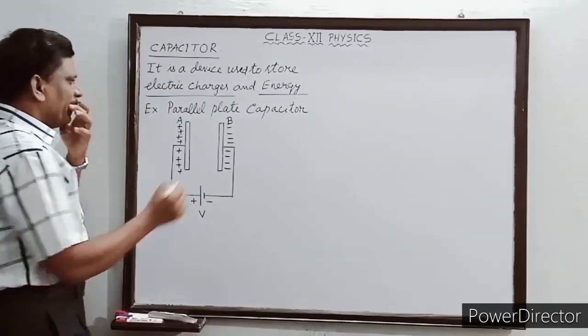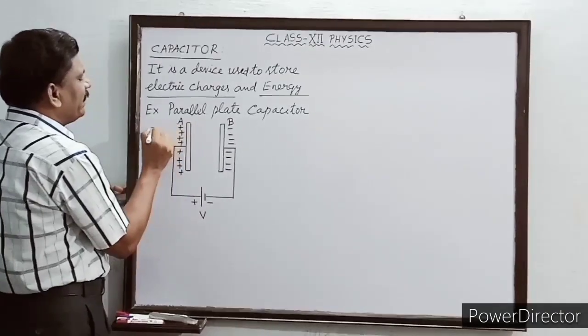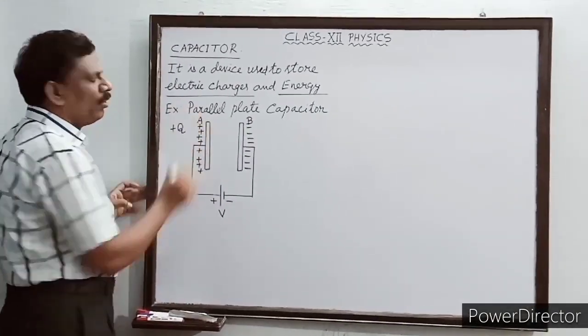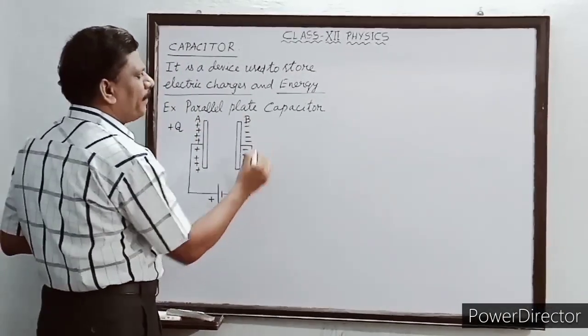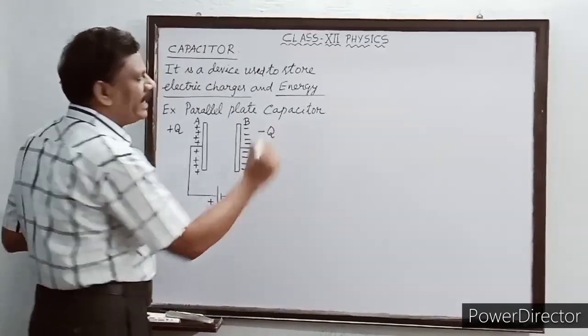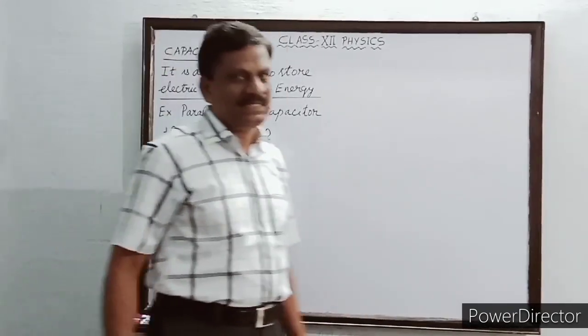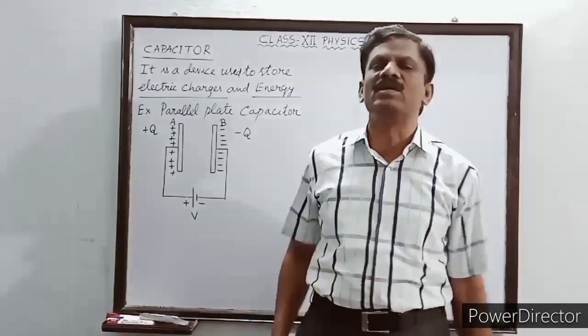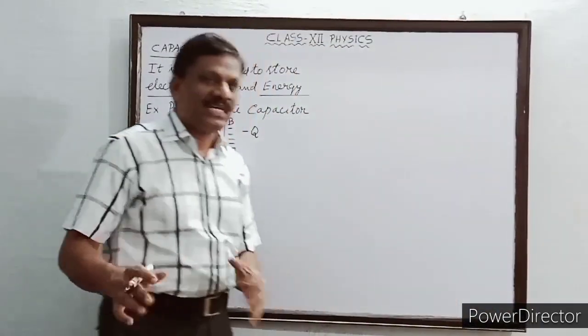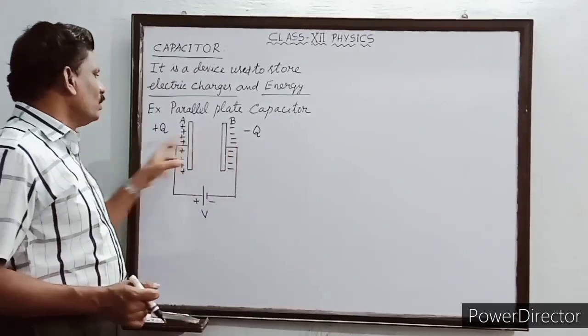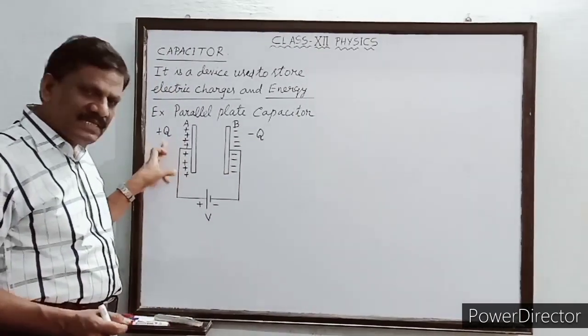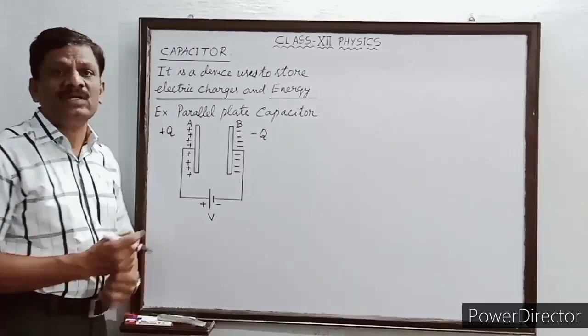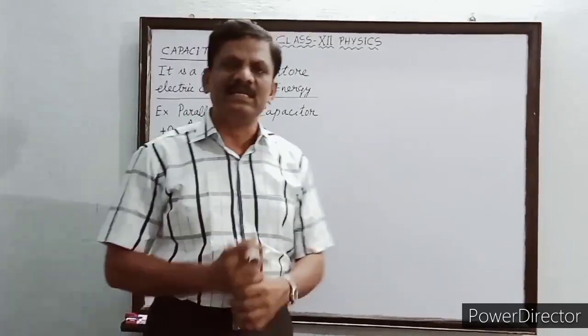So on the left plate A, a charge of plus Q coulomb is deposited, and on the plate B, a charge of minus Q coulomb is deposited. What is the net charge stored on the two plates? Net charge is minus Q plus Q, which is equal to 0. Understand that?